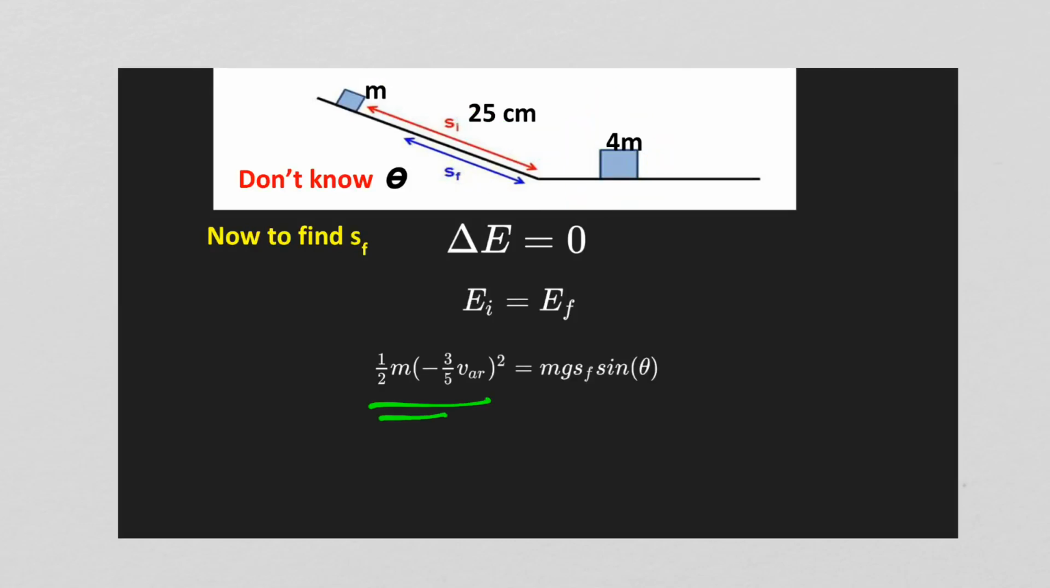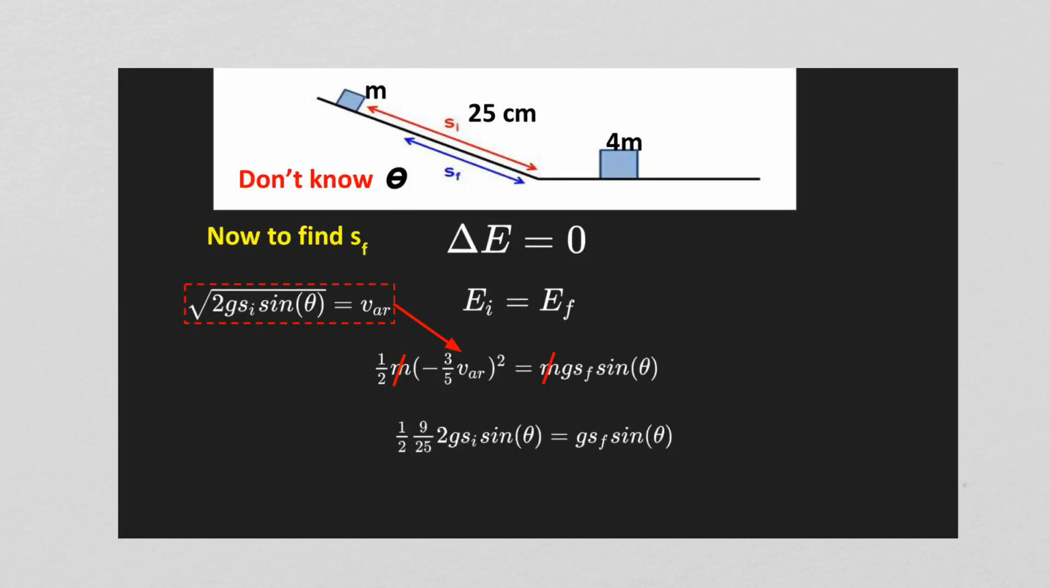Initially it's got kinetic energy, and then it winds up somewhere at the top of the ramp. Still don't know theta, but don't worry about it, because when we derived our expression for the velocity after the ramp, it included sine theta. So we'll take a look at that. Oh, look, those sine thetas are going to go away. That 1/2 is going to go away. The g's are going to go away. And you get 9/25 of your initial height is equal to your final height. It's a lot of substitution.